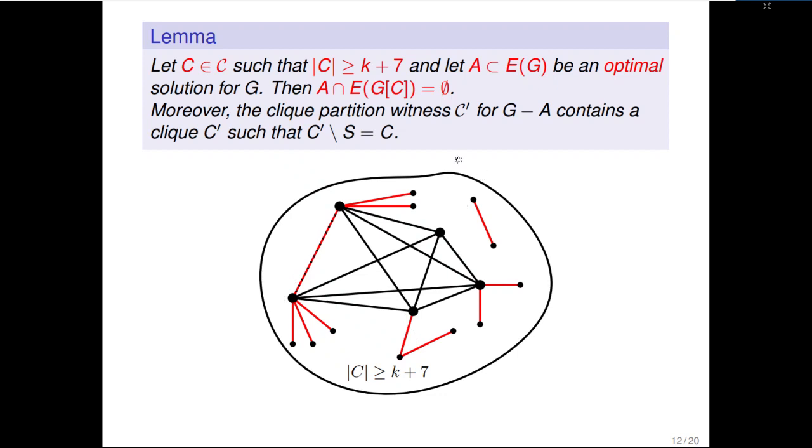Now we actually show something a bit stronger, meaning that this clique C will be a subclique of some clique in the clique partition witness, in any clique partition witness for G minus A, where A is some solution of size k. This is because we don't remove any edges in here and this clique is very large, so the only way to partition the edges in this clique such that every vertex appears in at most two cliques is by taking the whole clique. Note that this is true already if the size of the clique is at least 4.